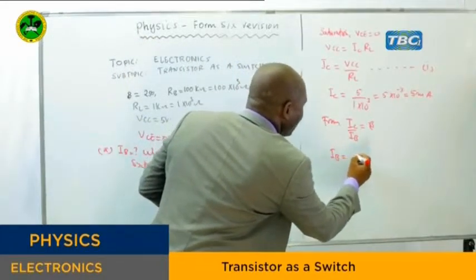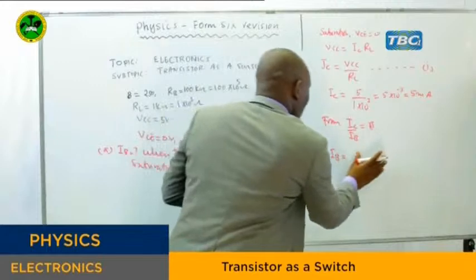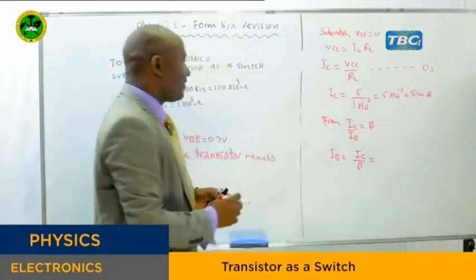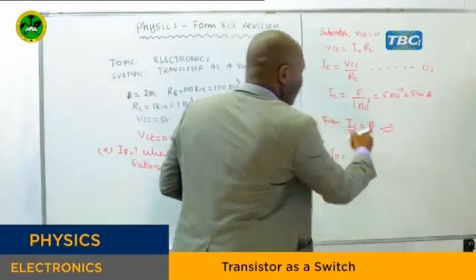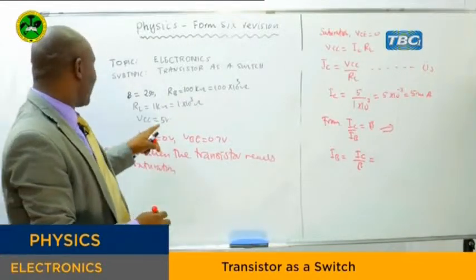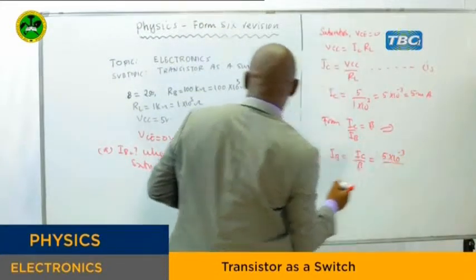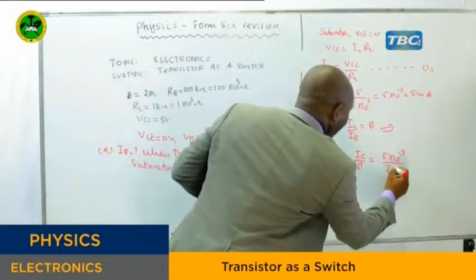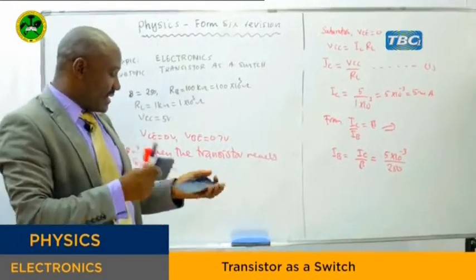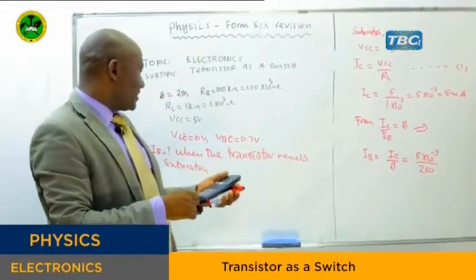The base current equals the collector current over beta. That's what you can find. You can make the substitution. If you substitute the value of IC, which is given as 5 times 10 negative 3, over the current gain, which is 250, using a calculator you can find the base current. This is the minimum base current at which the transistor will reach saturation.